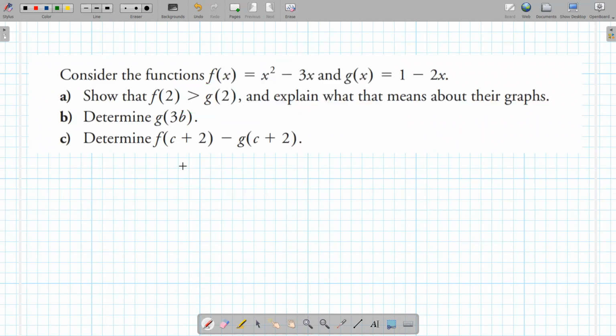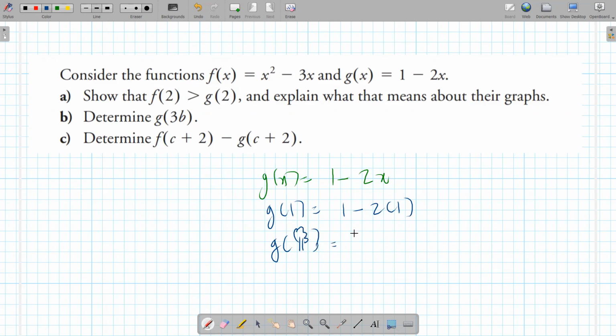Let's do part B. Determine g of 3b. Let me overcomplicate this for a second so you can do questions like these. So we know g of 1 would be 1 minus 2 times 1. Yeah? Now let's do something a little bit goofy. Let's say g of 3. What would that be equal to? You tell me.